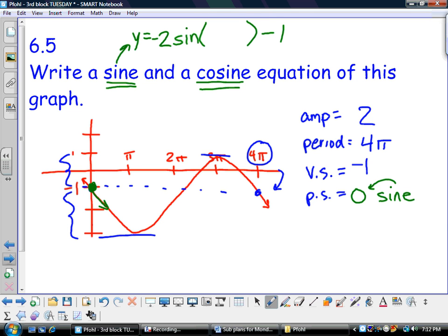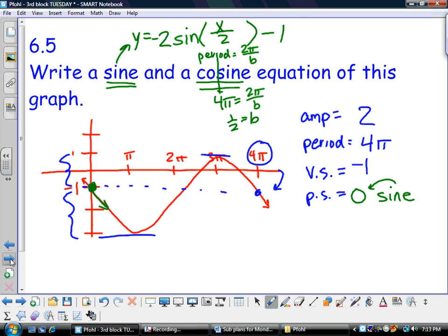For the value being multiplied by x, we're going to use the equation that period equals 2 pi over b. So in this case, 4 pi equals 2 pi over b. Solve for b to get that b equals 1/2. So our sine equation is y equals -2 times the sine of x over 2 minus 1. That equation had no phase shift, so there wasn't adding or subtracting inside the parentheses.